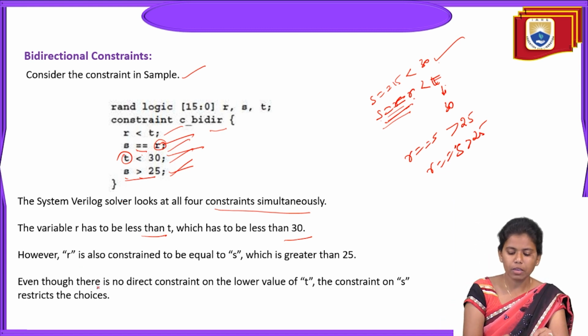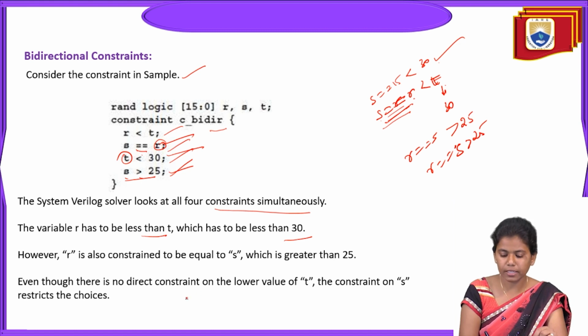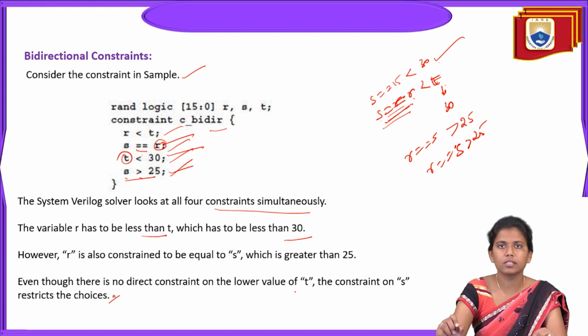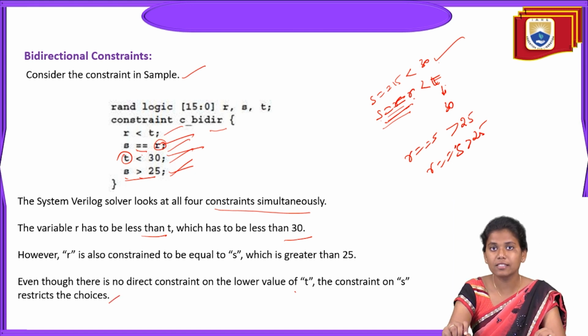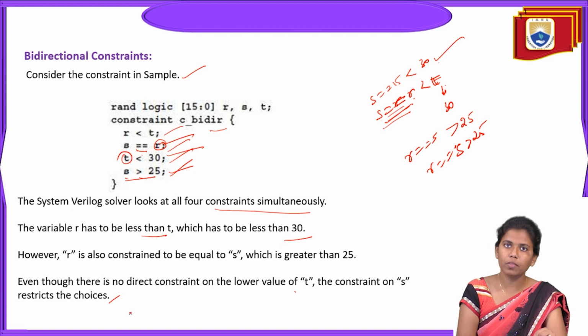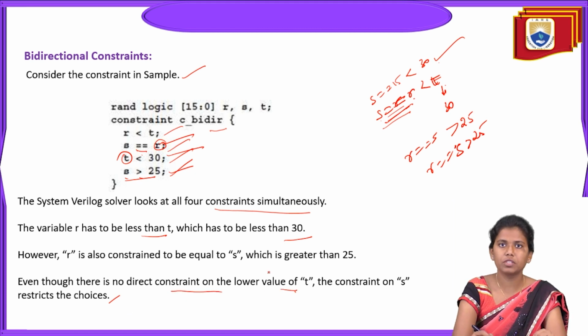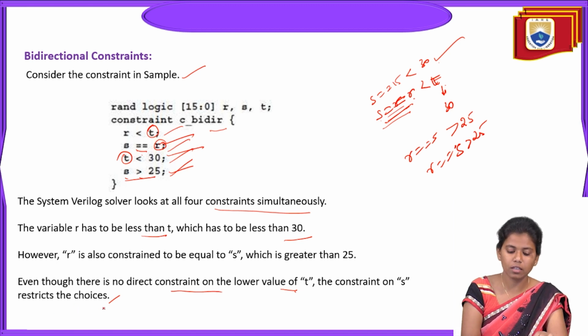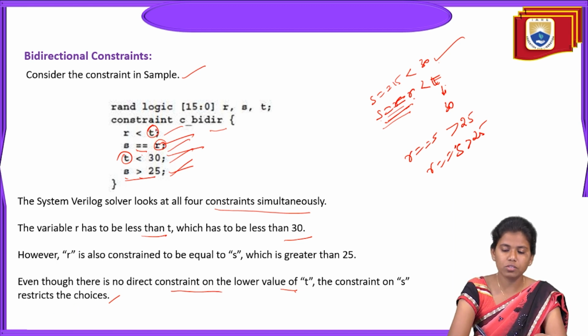Then, even though there is no direct constraint on the lower level of T, the constraint on S restricts the choices. So what this sentence is saying is, even though there is no direct constraint on the lower level of T, the constraint on S restricts the choices.